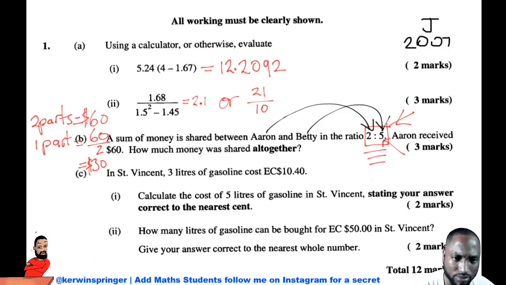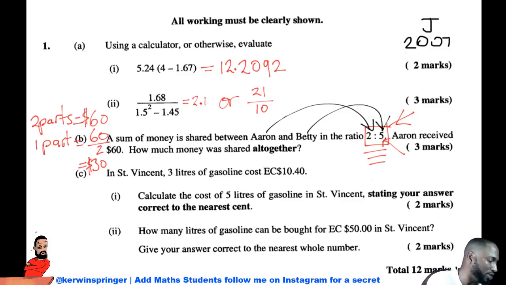Part C. In St. Vincent, 3 liters of gasoline costs EC $1040. So one of the tricks in consumer arithmetic, a lot of the time you'll be finding for one. Calculate the cost of 5 liters of gasoline in St. Vincent, stating your answer correct to the nearest cent. So that's a little easy thing. Go ahead and look at that.